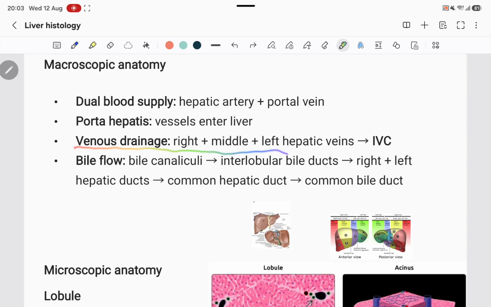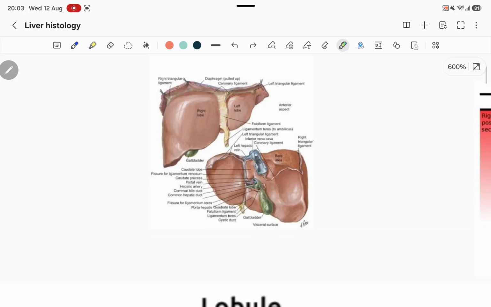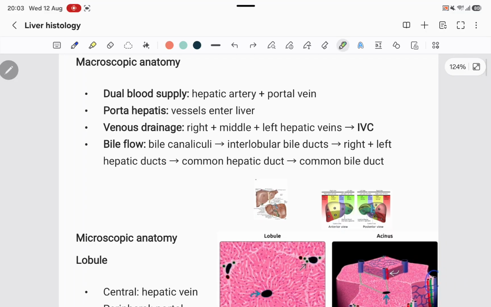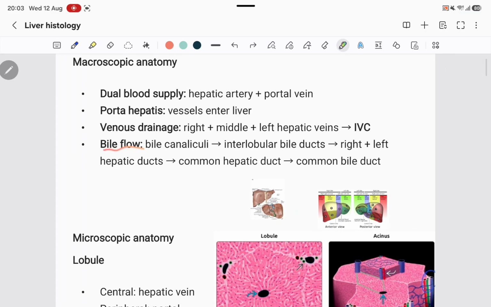I don't know if that's the correct terminology though. Venous drainage is via the right, middle, and left hepatic veins, and of course these go into the inferior vena cava. So this and there and also there. Okay, all of these veins go back to the heart, and your heart distributes your nutrients that are detoxified. All right, then you've got your bile flow.